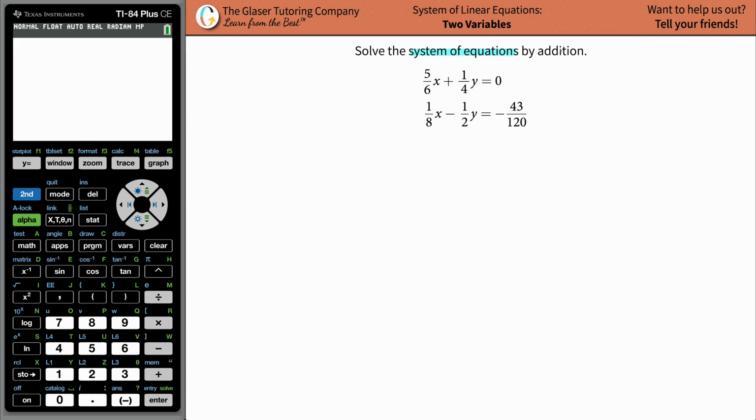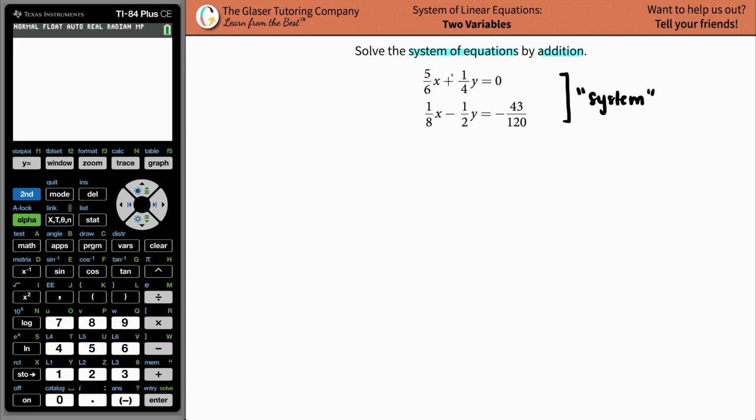All right, so addition it up. We have our two equations, which makes a system, right? A system is when they basically just give you a list of two or more equations. So the accumulation of these is part of the system. Okay, so we have 5/6 x plus 1/4 y equals 0, and then we have 1/8 x minus a half y equals negative 43 over 120. And we have to solve this system by addition.